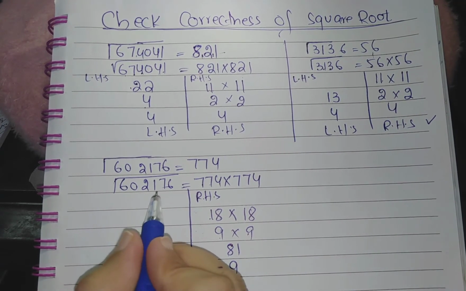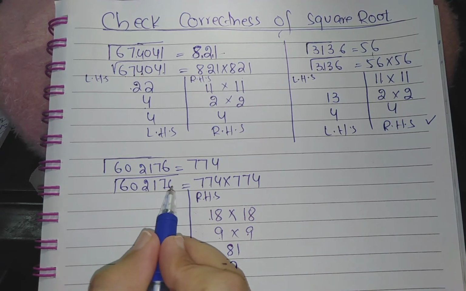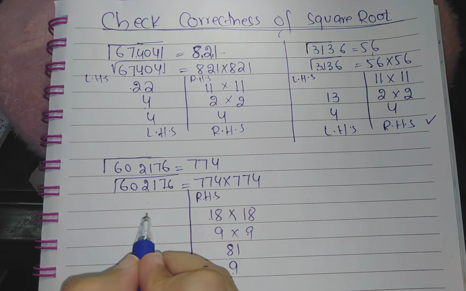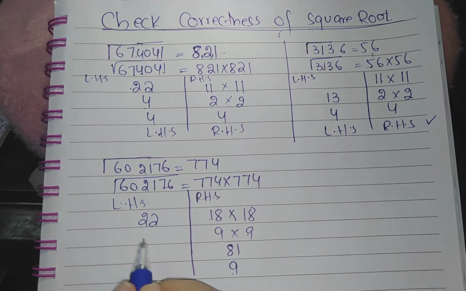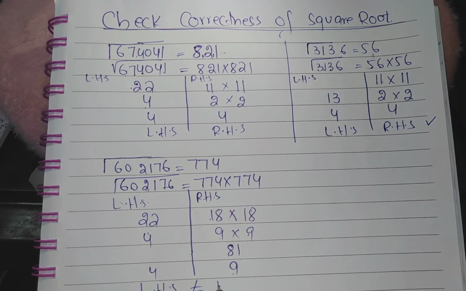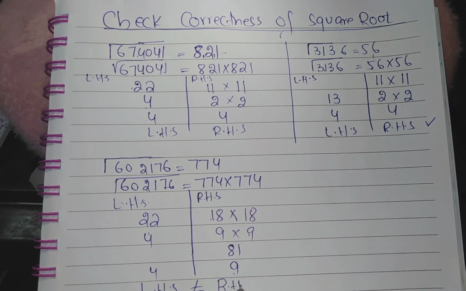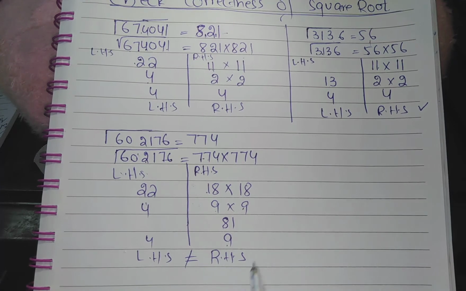So considering the left hand side, 7 plus 1 is 8, 9, 10, 16, 16 and 6 is 22. So 2 plus 2 is 4. So left hand side is 4 and right hand side is 9. So left hand side is not equal to right hand side. So this is not the answer of this question.